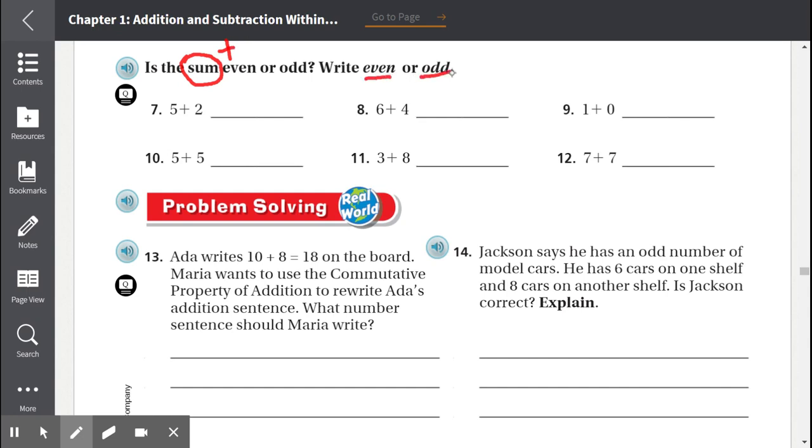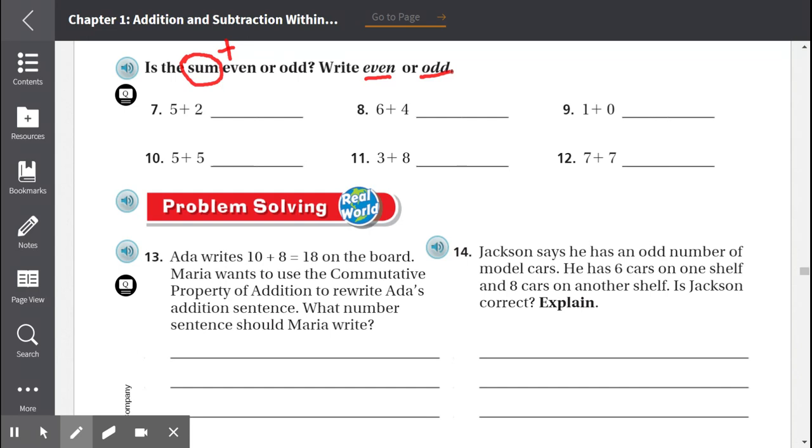even and odd. Now before we can do these problems, we must know what even and odd mean. Even numbers end in either 0, 2, 4, 6, 8, and odd numbers end in 1, 3, 5, 7, 9. So if it ends in a 0, 2, 4, 6, or 8, it is even. And if it ends in either 1, 3, 5, 7, 9, it is odd.